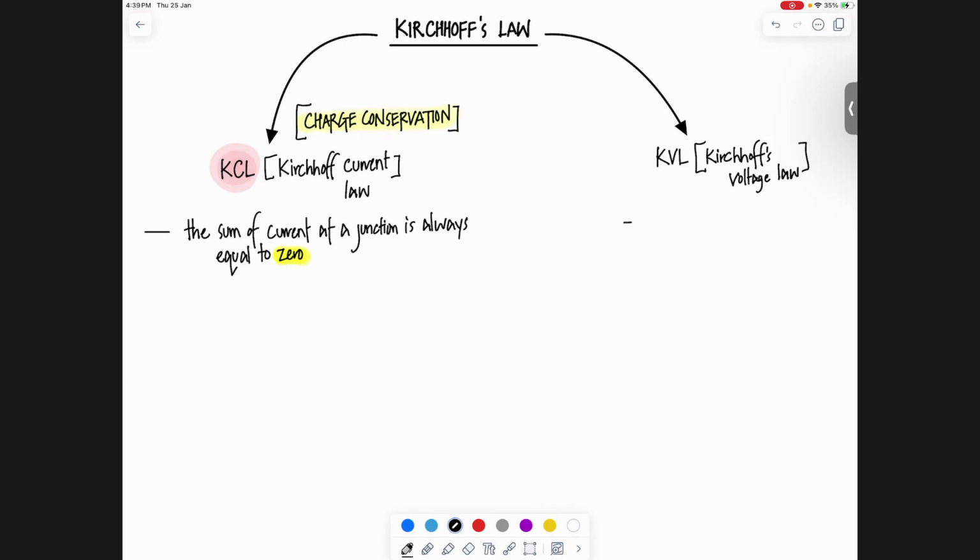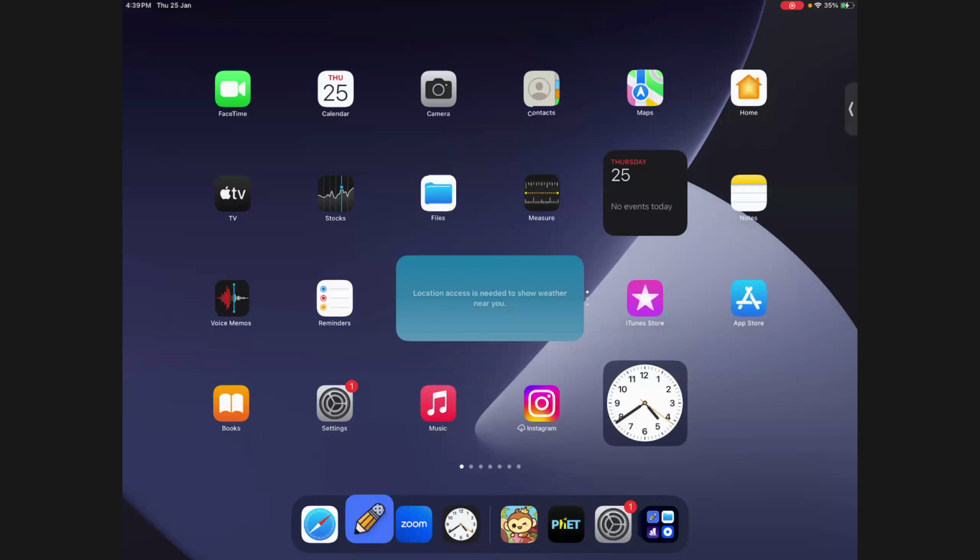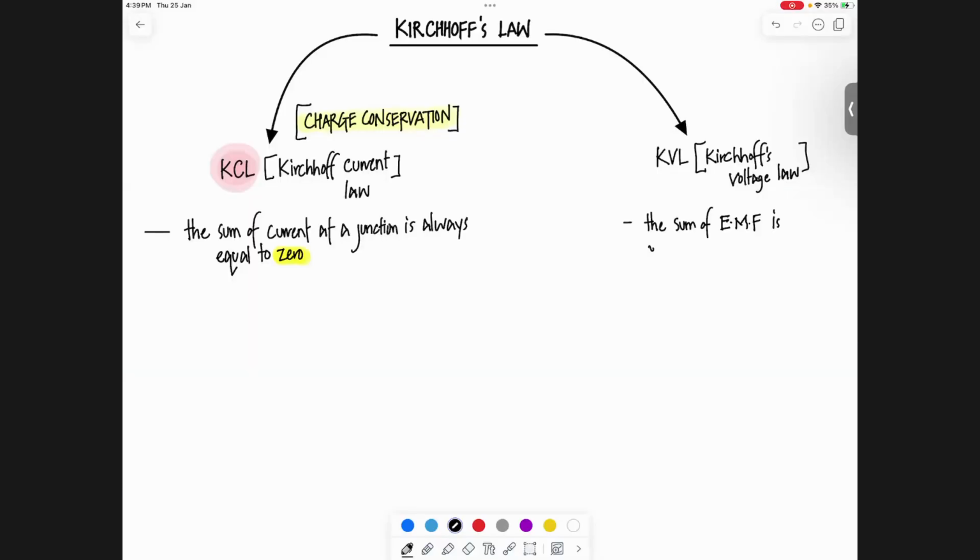EMF, right? What do we call the amount of energy taken away by a circuit? PD, potential difference, right? So what does this law state? The law states that the sum of EMF is always equal to the sum of PD.